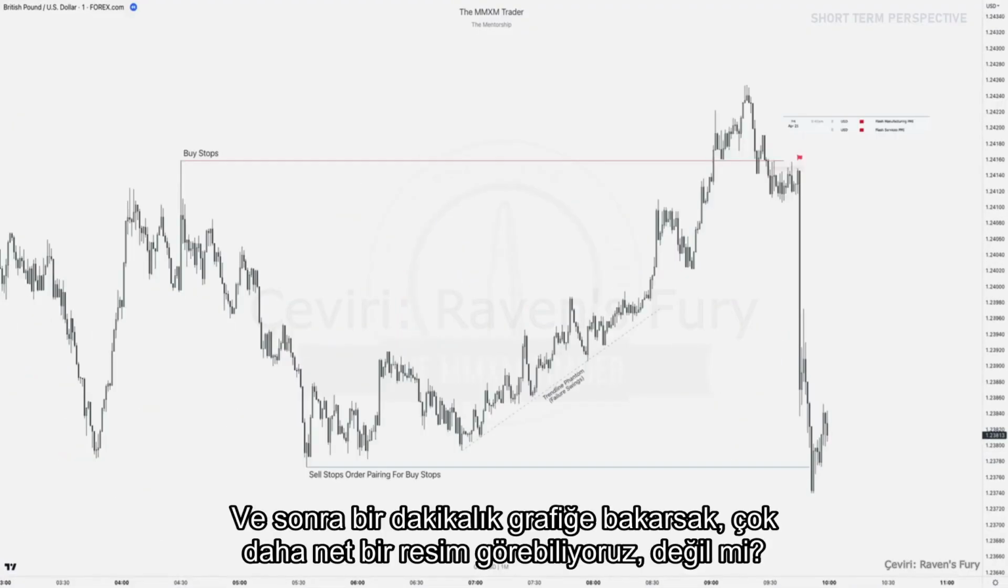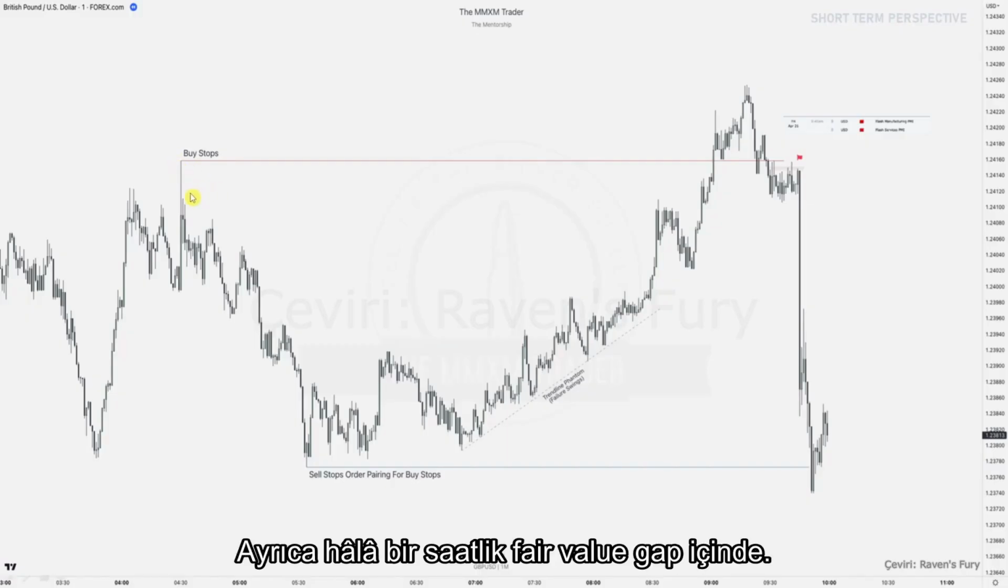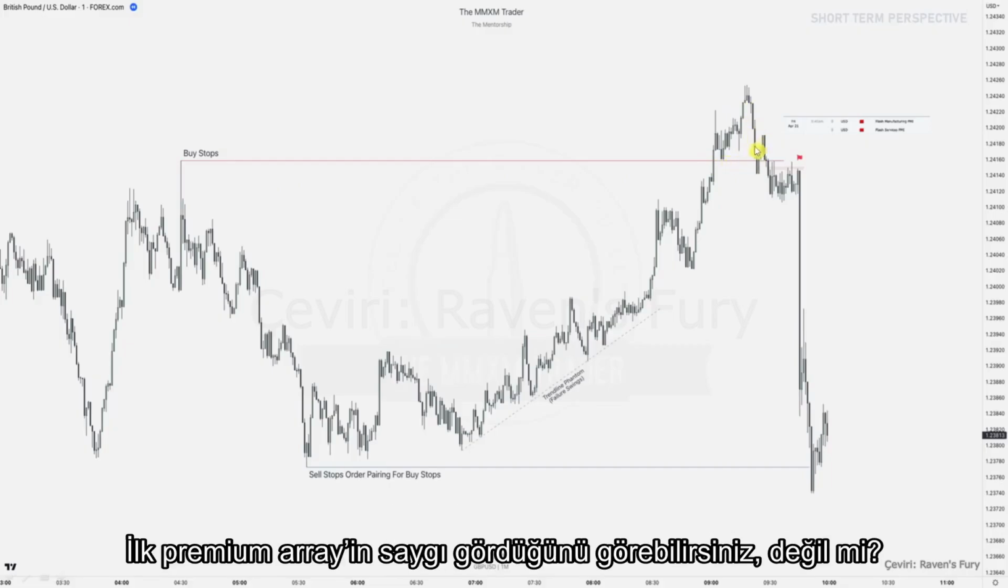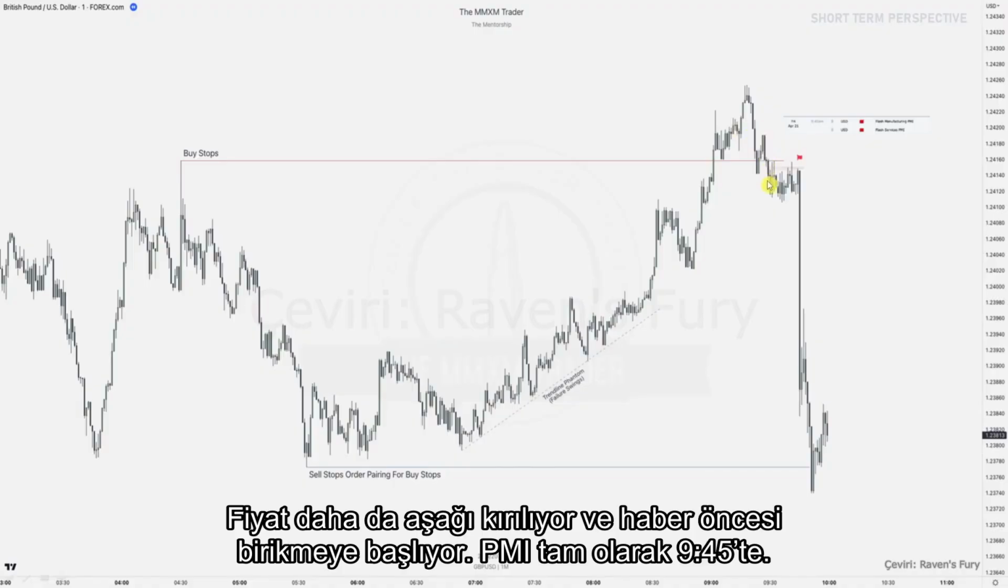And then if we dive into the 1 minute time frame, we can see an even more clear picture, right? So think about that high that got liquidated on the 1 hour, right? It's also still inside a 1 hour fair value gap. We can see price action goes up above it, and then we're breaking structure down here, and you can see this first premium array is being respected, right? We have this breaker and then this fair value gap here. Price breaks down even further and then starts to accumulate before that news release.